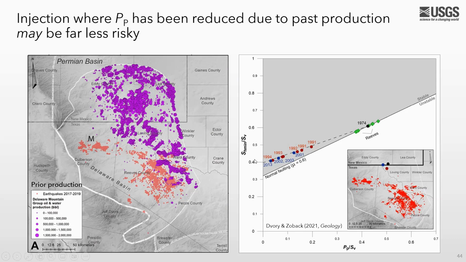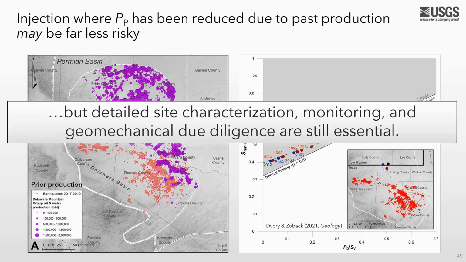But what it means is that if you have control on the stress path, and you understand the pore pressure and parameters like the Biot coefficient, then you might be able to know where you are in terms of the stability of the critically stressed or best oriented faults in an area that's been depleted. So that's one way forward.